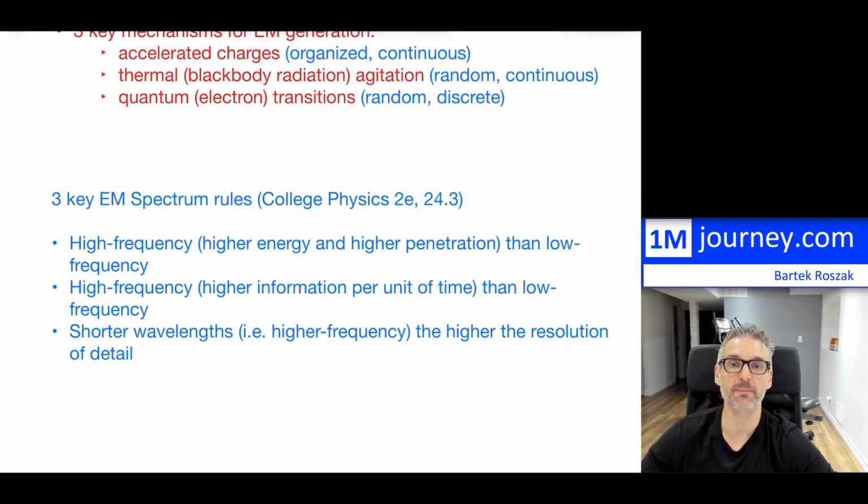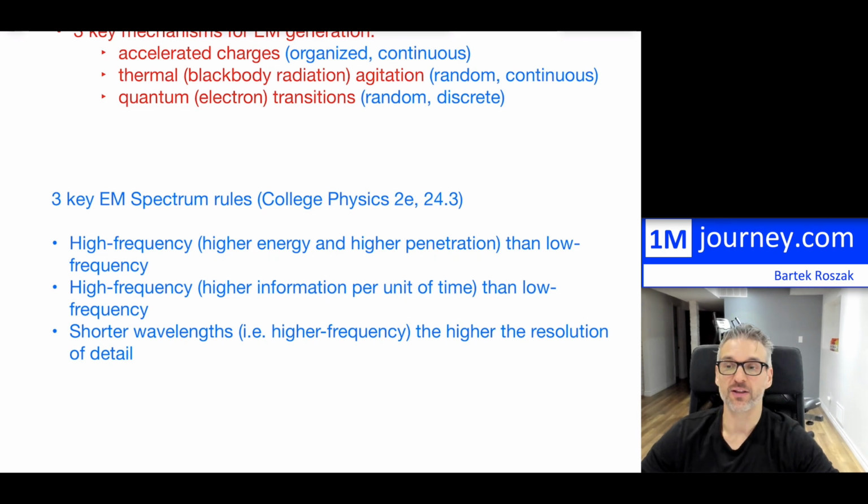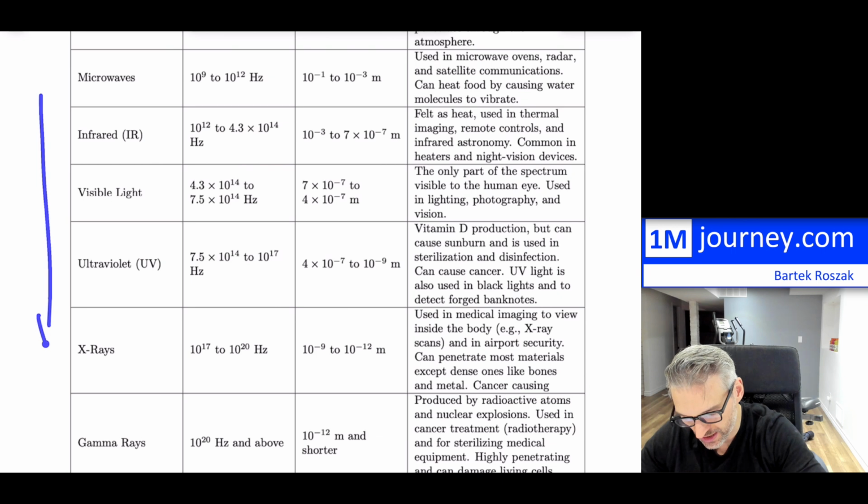So if you take the spectrum, all the way from radio, and then all the way to gamma, and everything in between from X-rays to UV, etc., there are three things that you should think about. The first rule is that higher frequency EM waves will have a higher energy and a higher penetration ability than lower ones. You're going to higher frequencies in this direction.